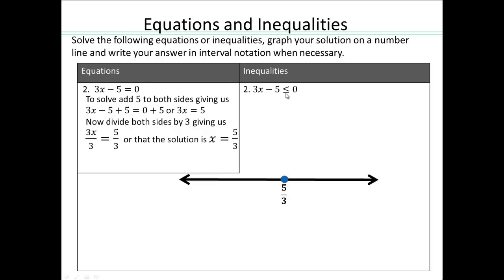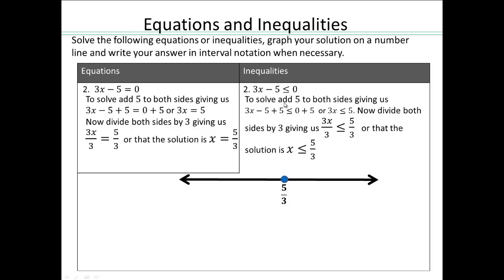If you look at this inequality, to solve, add 5 to both sides. Again, solve, and you get x less than or equal to 5/3. This is what we've been doing, and so our solution would be x less than or equal to 5/3.